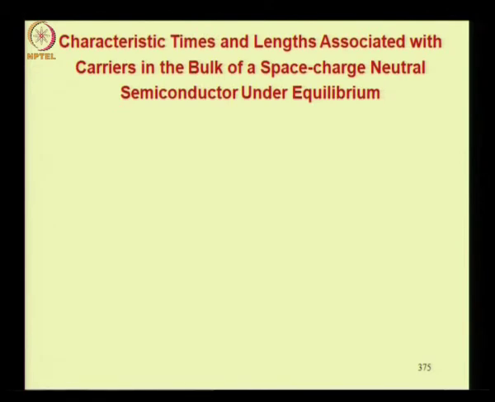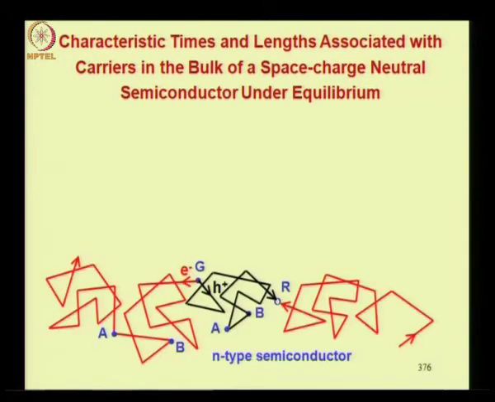Let us start with characteristic times and lengths associated with carriers in the bulk of a space charge neutral semiconductor under equilibrium. This is a picture of random thermal motion of electrons and holes in an n-type semiconductor. This point represents generation process where electron hole pair is being generated, and this point here shows a recombination process where the generated hole is recombining with an electron found nearby. There are numerous number of electrons.